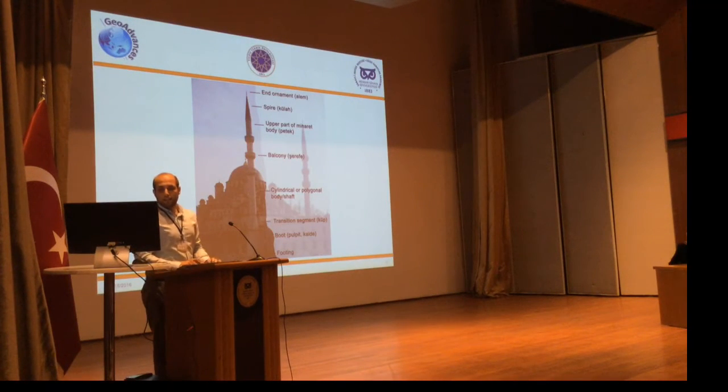If we take a look at the elements of a minaret, there are 8 basic elements of a minaret, starting from the bottom: footing, boot, transition segment, cylindrical body, balcony, upper part, spire, and ornament.